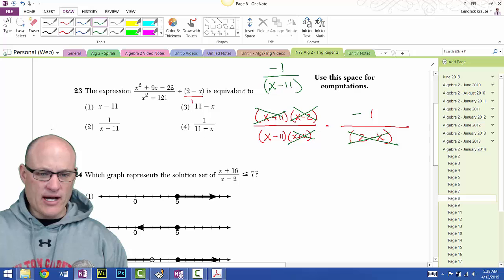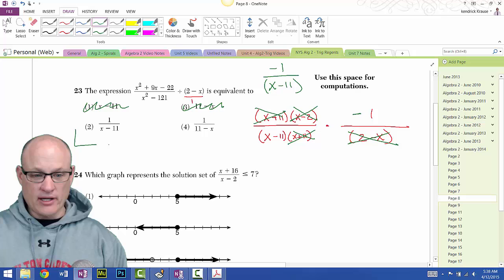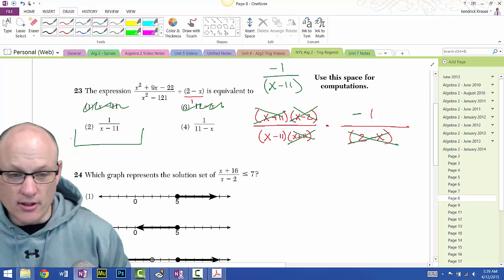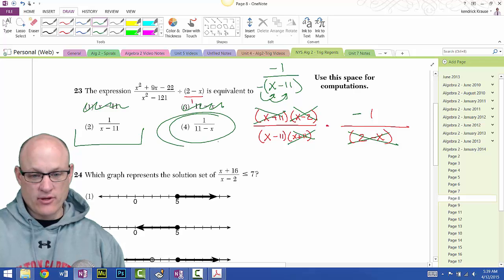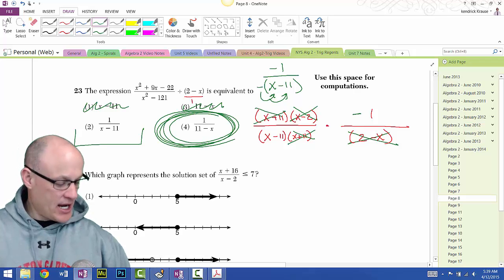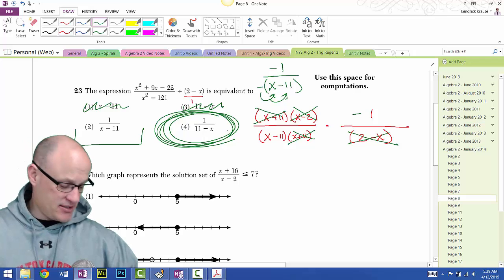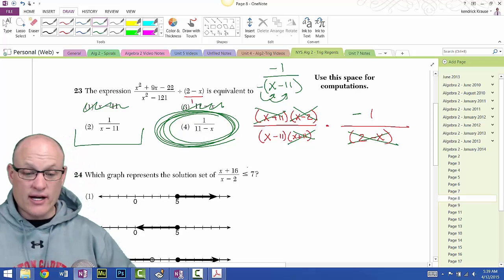So clearly it's not this one, and clearly it's not this one. It kind of looks like this one, but I have negative 1, and I don't have a negative 1 here. So what these nice people did was they decided to take this negative and distribute it in the denominator. Negative x plus 11. And that's why this is the answer. So they weren't being very nice to you. That's the answer.